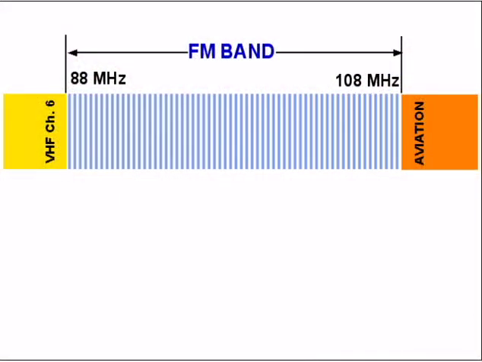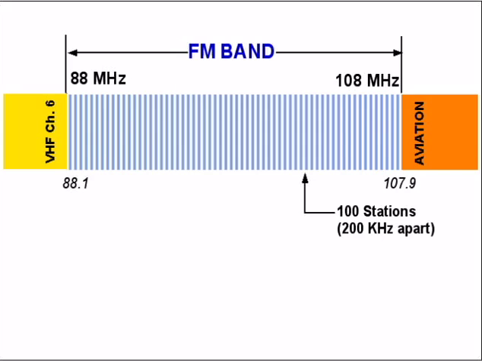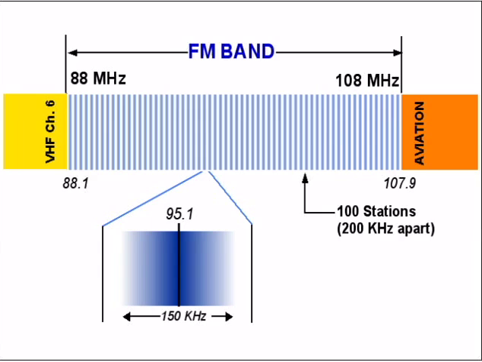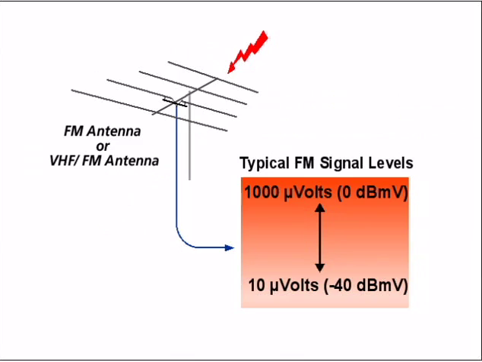The FM band is from 88 to 108 MHz, right in between VHF television channels 6 and 7. FM stations are assigned center frequencies at 200 kHz separation, starting at 88.1 MHz for a maximum of 100 stations in any area. An FM stereo station occupies up to 150 kHz of bandwidth, leaving 50 kHz between each station as a guard band. FM signal levels at an antenna are usually much lower than TV signals.